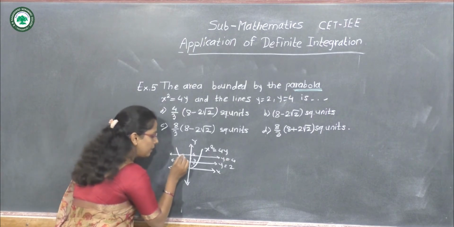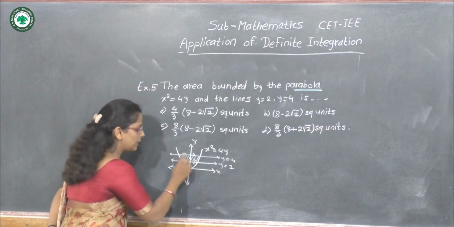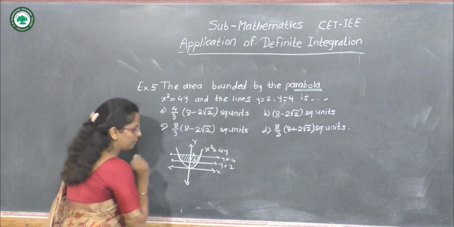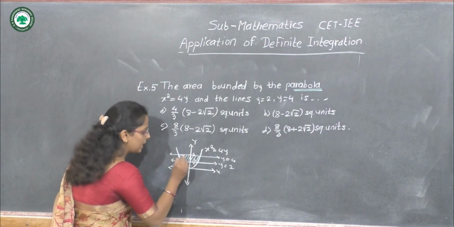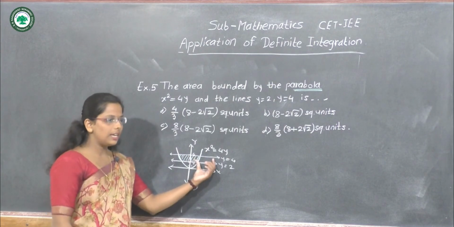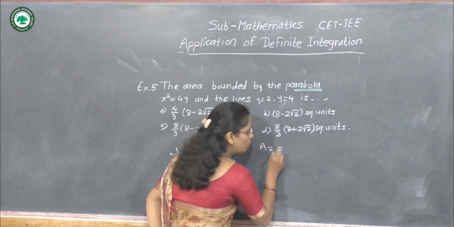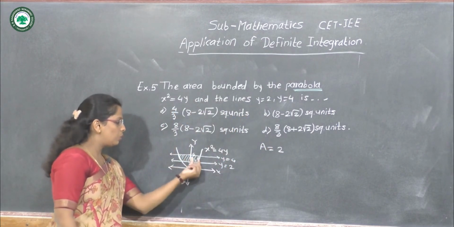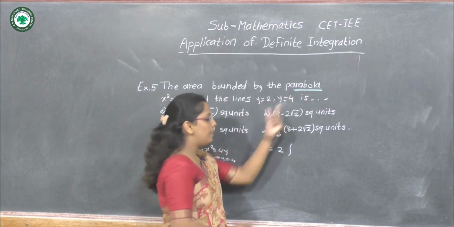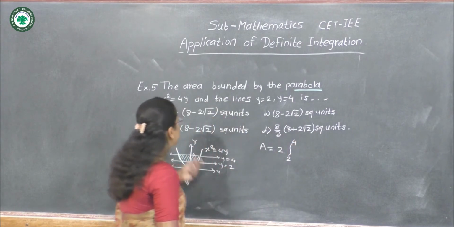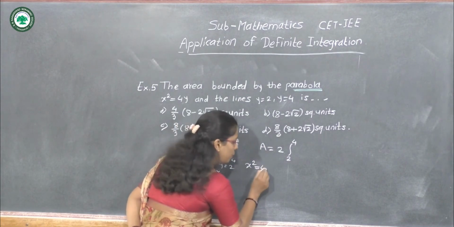Now between this and this we have to find the area between these two lines and the curve. By observation we can see that the area on the left hand side and right hand side of the y axis is the same. That means the area is 2 times. There are 2 spaces, therefore 2 times integration and the limits are from 2 to 4, and x square is equal to 4y.